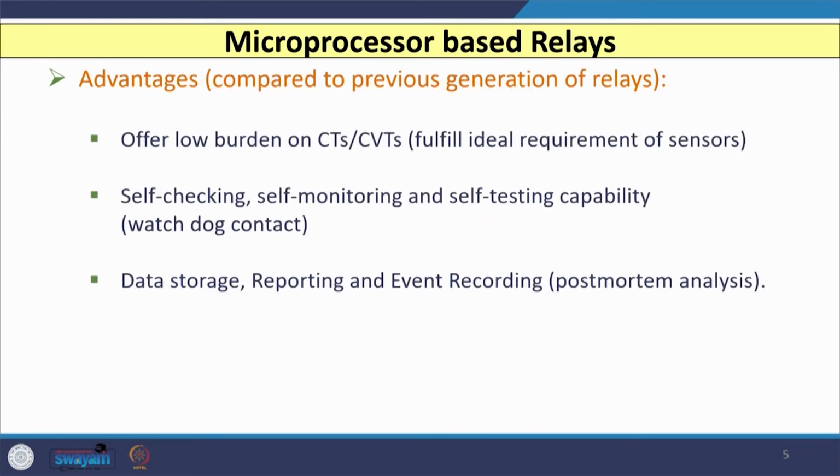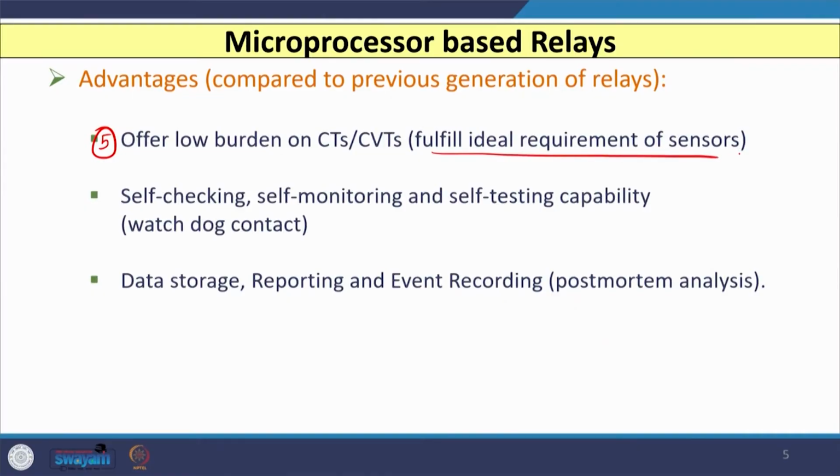Then we have another advantage offered by this relay, that is the low burden imposed on the CTs and CVTs. So, when we use microprocessor based relay, it imposes low burden on the CTs and PTs or CVTs because of the lower VA requirement of the circuitry of this relay, and this fulfills the ideal requirement of any sensor, without utilizing the power of the acquired signal. It imposes low burden on the instrument transformers.